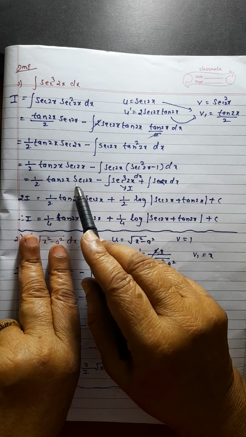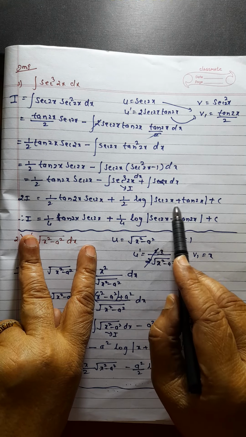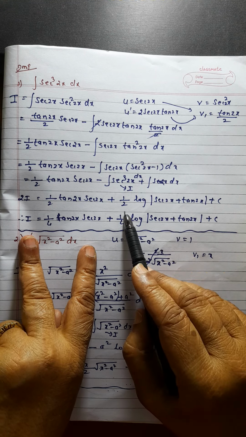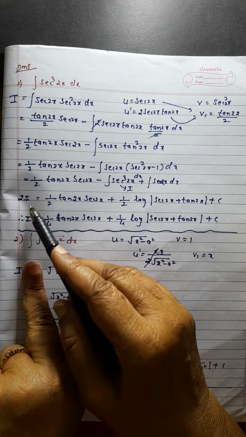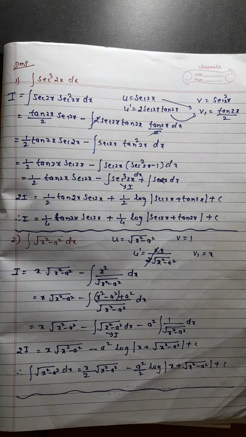And this term stays as it is. And integration of sec 2x is log of sec 2x plus tan 2x. Because it is integration, that 2 will come down here, and therefore I will be divided by 2. So make practice for this. This is very easy, not difficult.